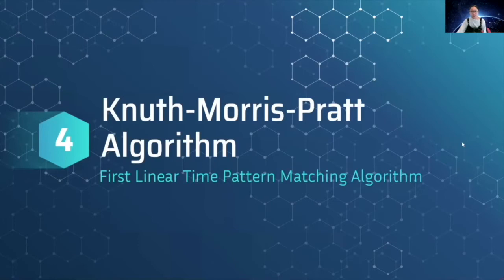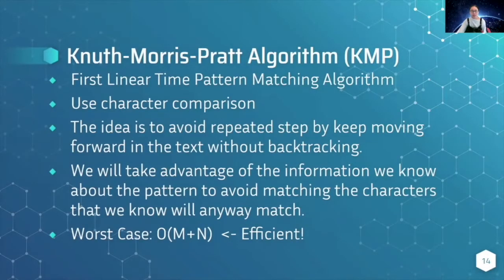The second algorithm is the Knuth-Morris-Pratt algorithm. It's the first linear time pattern matching algorithm. It uses character comparisons as well. The idea is to avoid repeated steps by moving forward in the text without backtracking. We will take advantage of the information that we know about the pattern to avoid matching the characters that we know will match anyway. The worst case of this is O(m + n), which is linear time, very efficient.